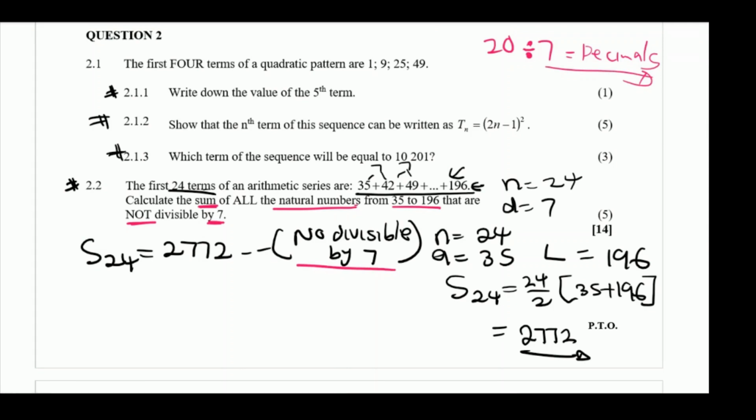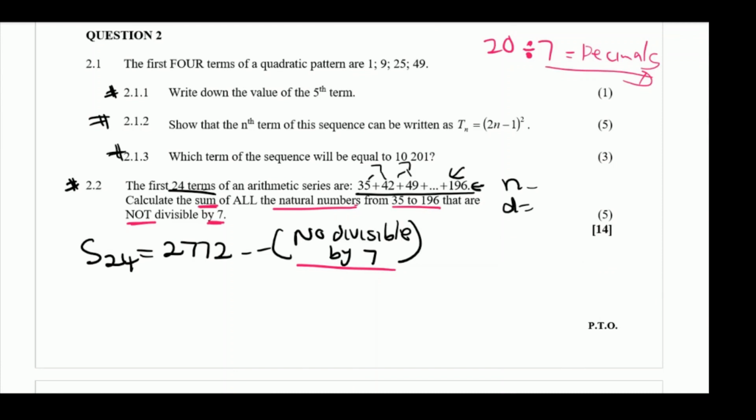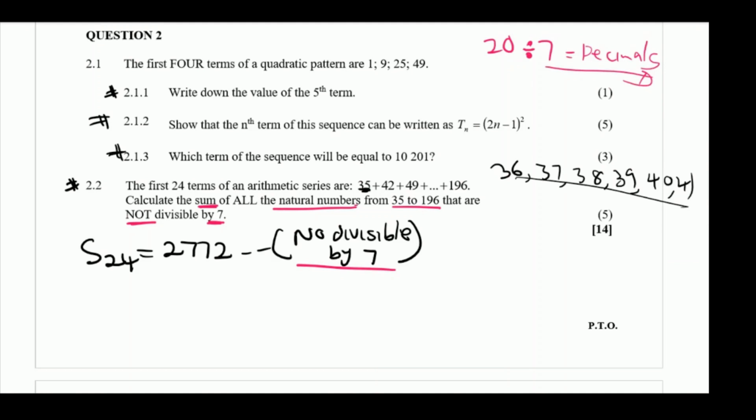Cool. But we don't want a sum of numbers divisible by 7. We want a sum of numbers not divisible by 7. There are numbers between 35 and 196 that are not divisible by 7. For example, what's the next number after 35? It's 36, so it's not divisible by 7. We want those numbers. 36, 37, 38, 39, 40, up until 41. All these numbers are not divisible by 7. We want a sum of all these numbers, including the ones between here and between here.